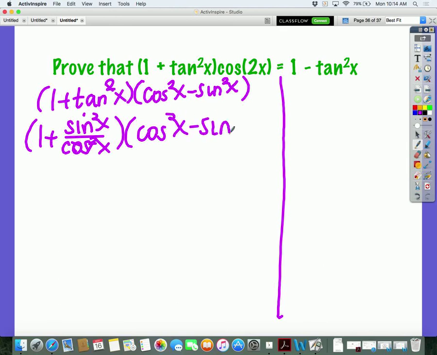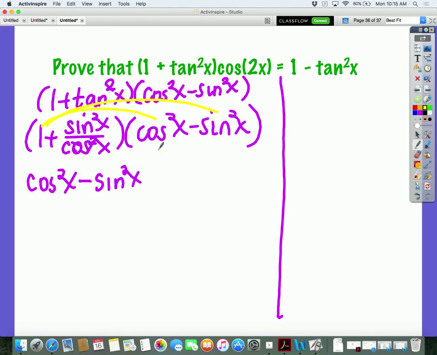So now that we have all sines and cosines, what do you think we can do? Multiply. FOIL, right? Old school foiling. Or box, it doesn't matter. What's 1 times cosine squared x? Cosine squared. What is 1 times a negative sine squared x? Negative sine squared.